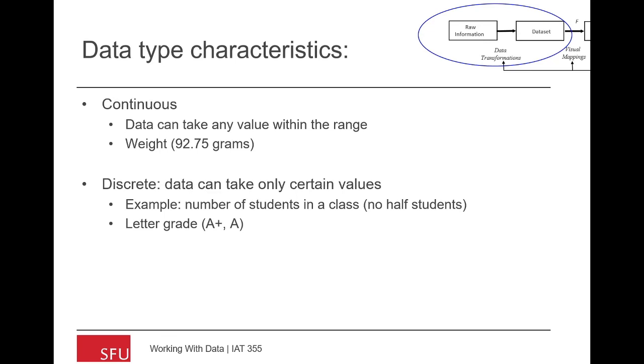Similarly with letter grades, even though they're represented by letters here, there's A, and above that is A+. There's no A and a half. There's only A and A+, and there are no values in between. Even though during the course of grading I may have numeric values that I then map onto A and A+, the grades themselves have no value in between A and A+, or between A and A-, and so on. So those are fundamental properties of continuous versus discrete.